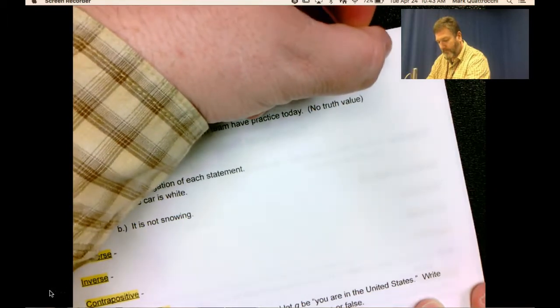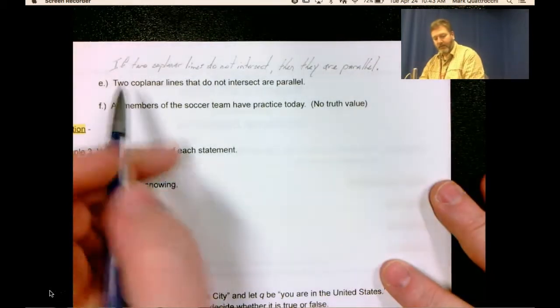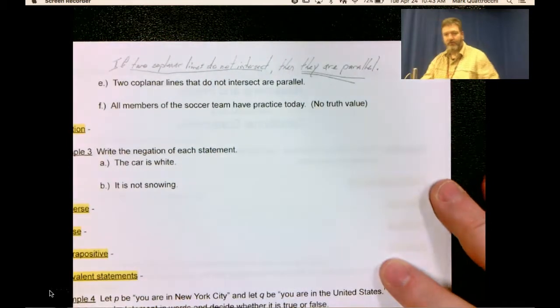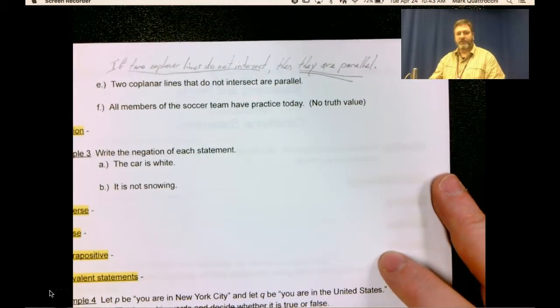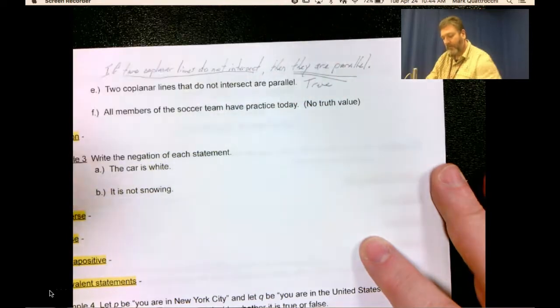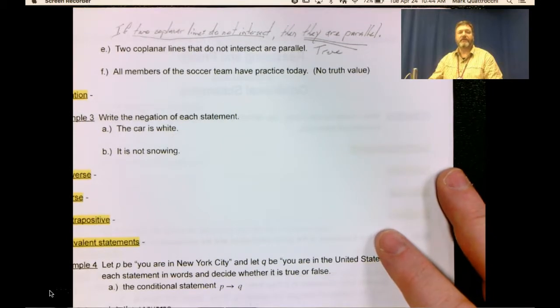So if I write it in if-then form, hypothesis, conclusion. Is this true or is it false? This is true. In fact, this is a really good possible definition for parallel lines.